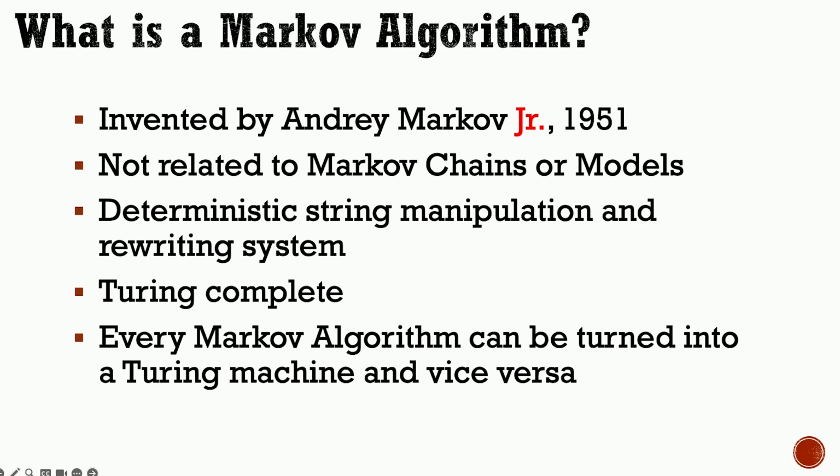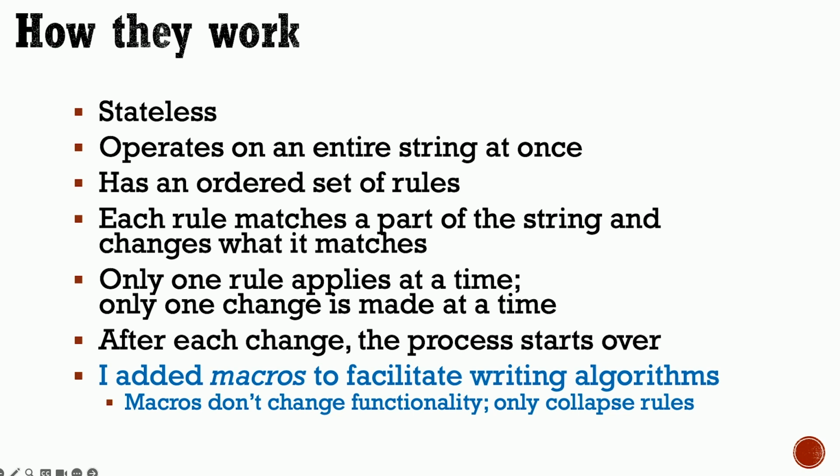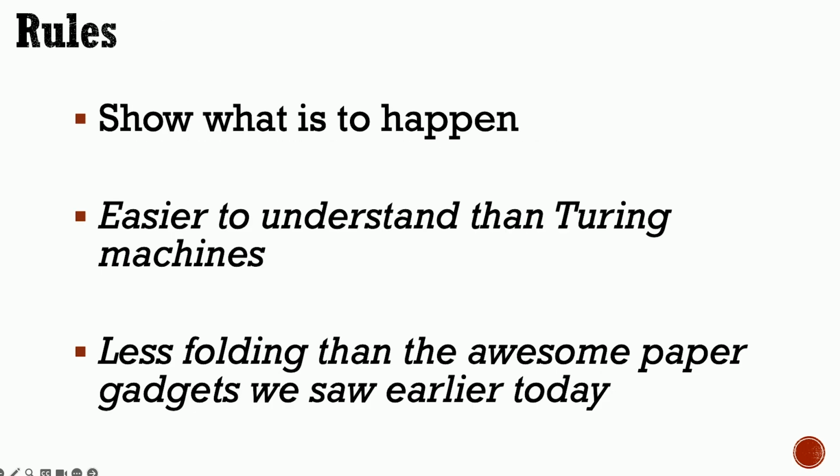They're completely equivalent to Turing machines. We can map back and forth. But Markov algorithms are different. They're stateless. They operate on an entire string at once. They have an ordered set of rules. So I built a Markov processor. This is actually the second time I built a Markov processor. And I added something called a macro, which lets you condense a Markov algorithm significantly, which I'll show you in a minute.